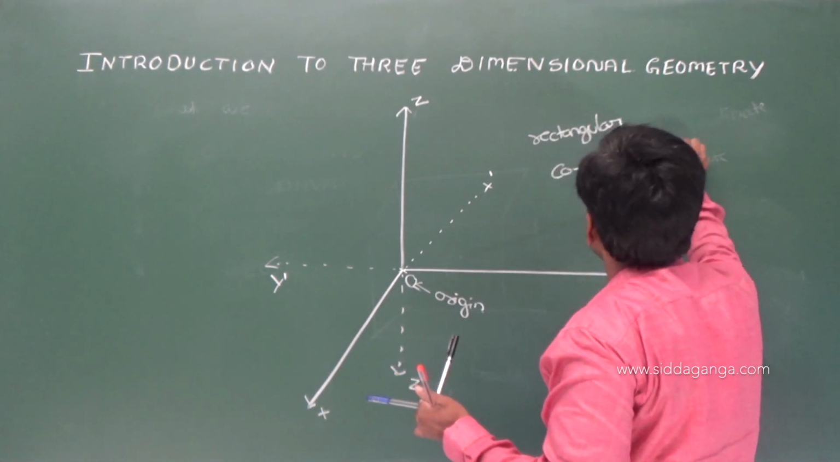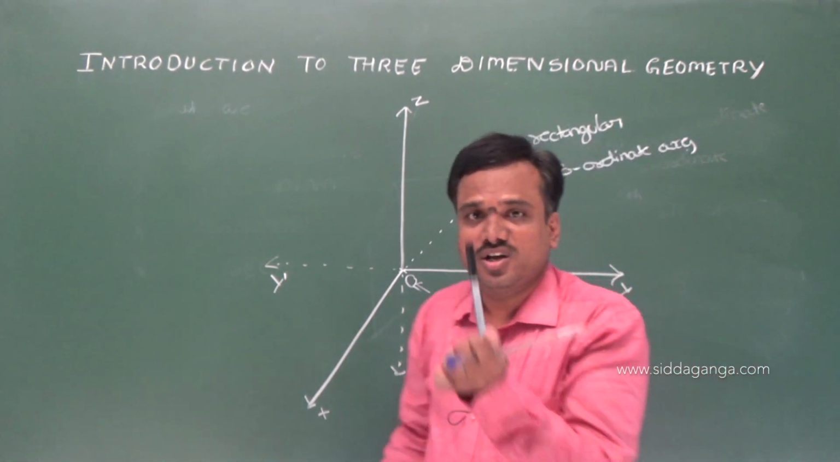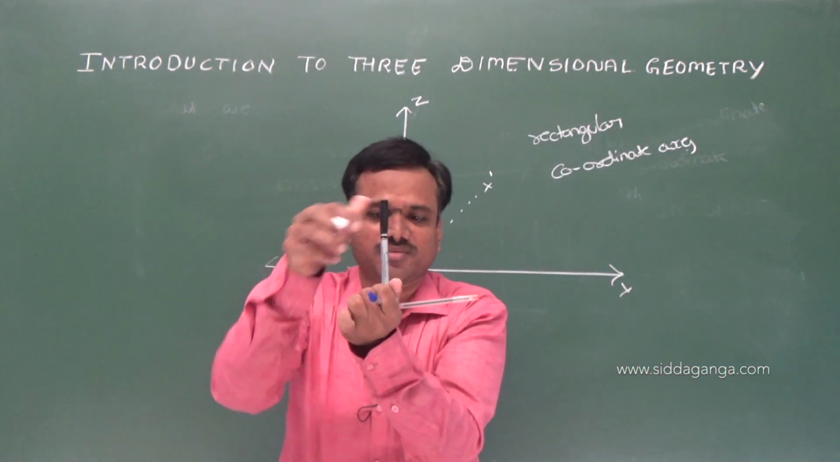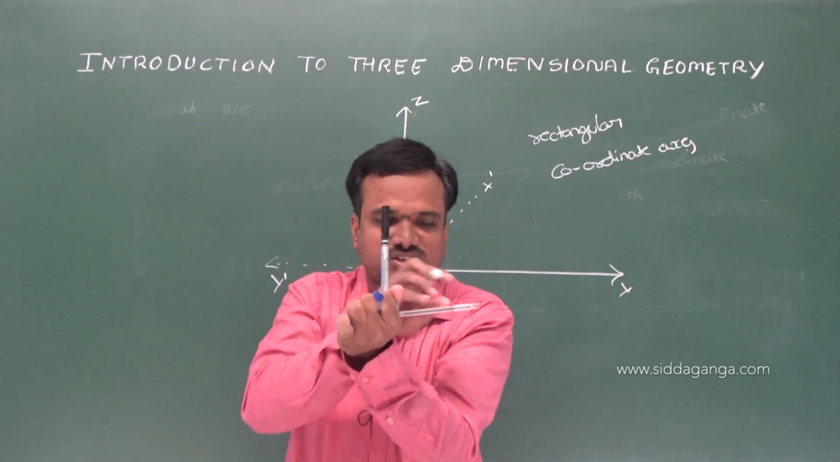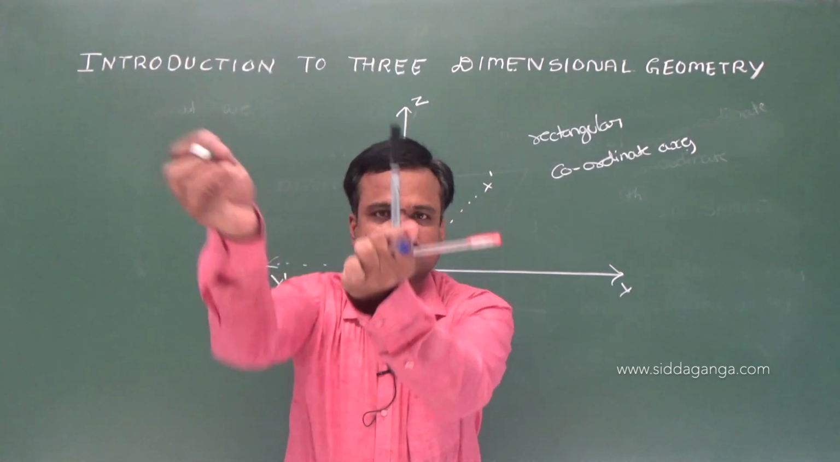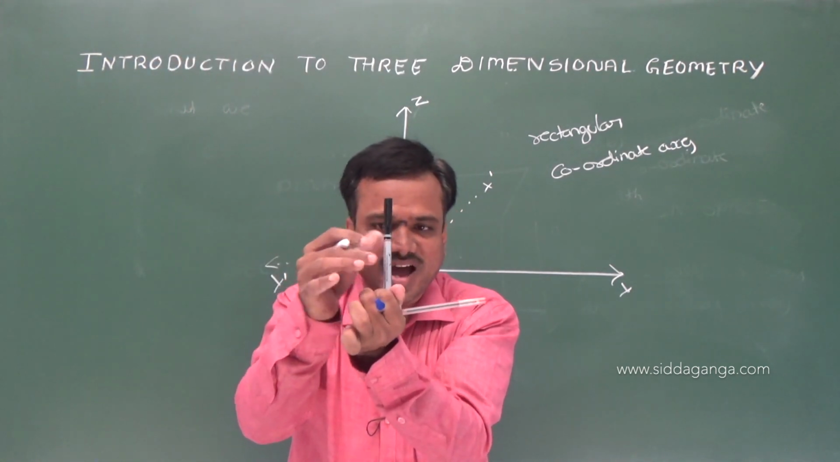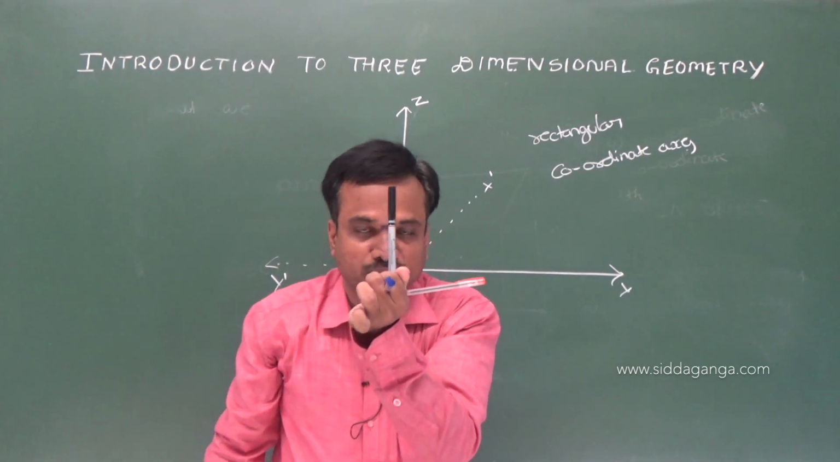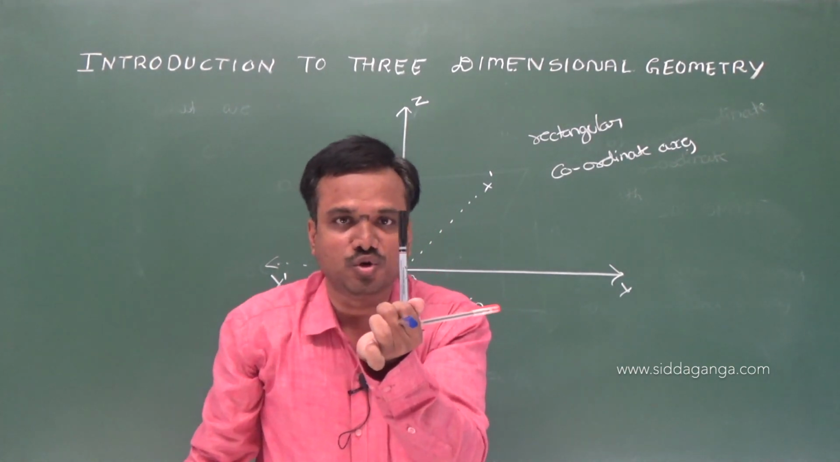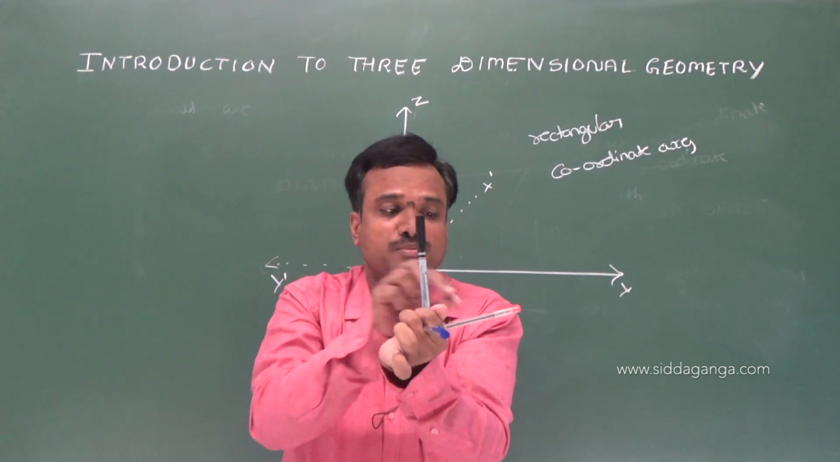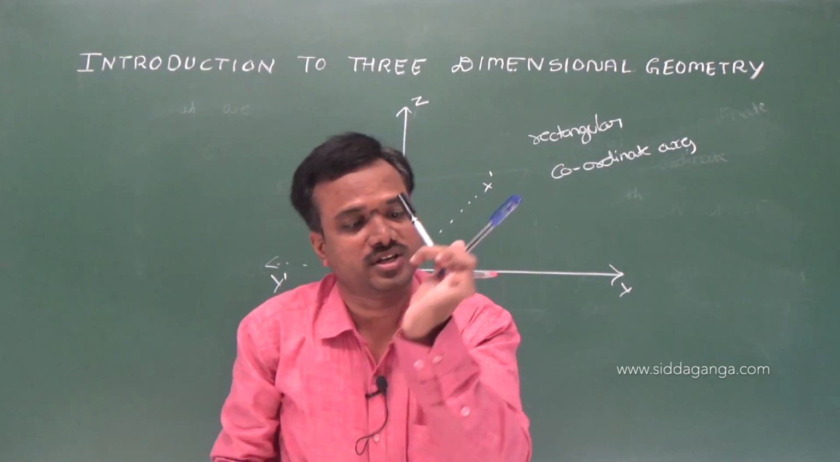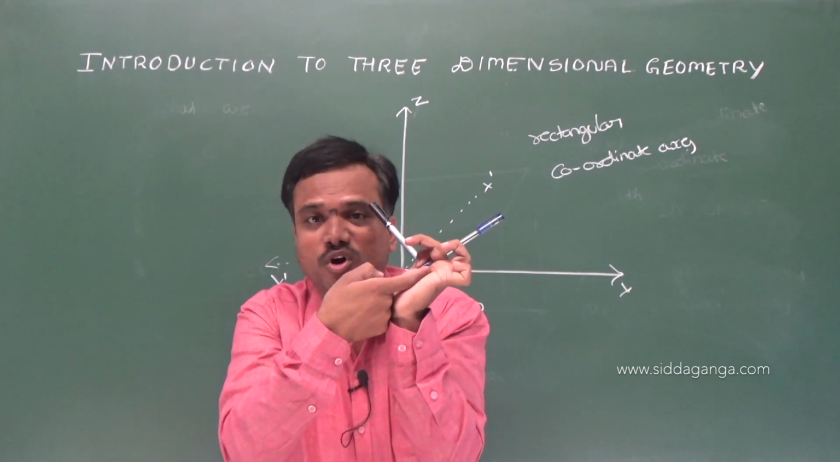Rectangular coordinate axes. Observe here. This is the x-axis, the y-axis, and the z-axis. These three axes are mutually perpendicular to each other. They intersect at a point O.